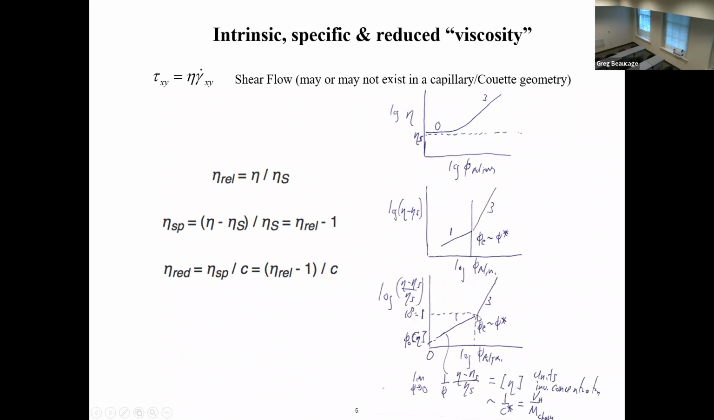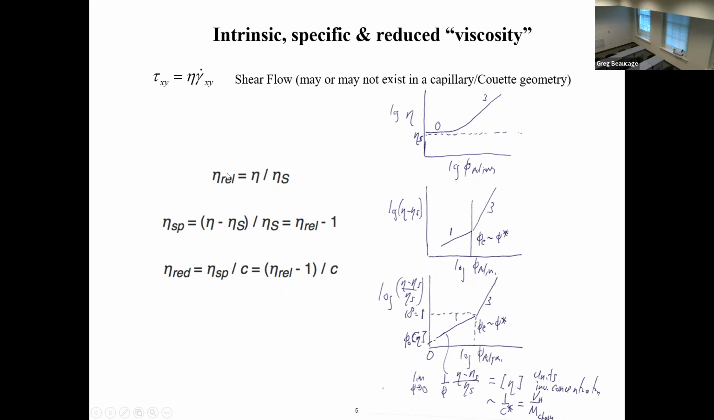So if you divide this by concentration and take it to 0 concentration, that's the intrinsic viscosity, which is a number that has units of inverse concentration, so 1 over C star. So intrinsic viscosity is not a viscosity, it's 1 over C star. It's like the density of the coil in the framework of this flow field, the density of the chains in the coil.